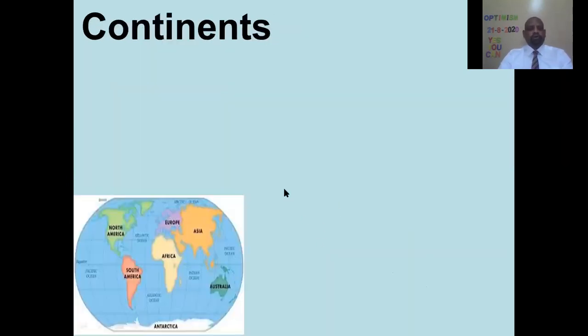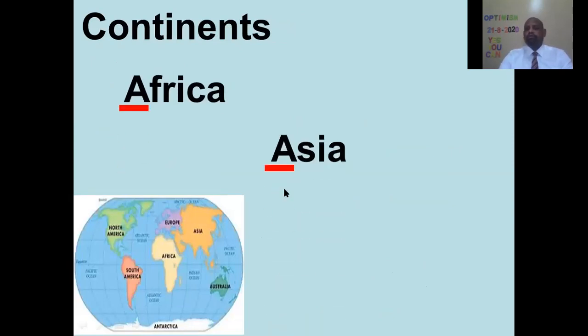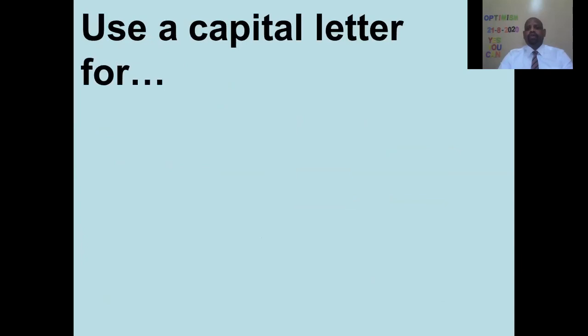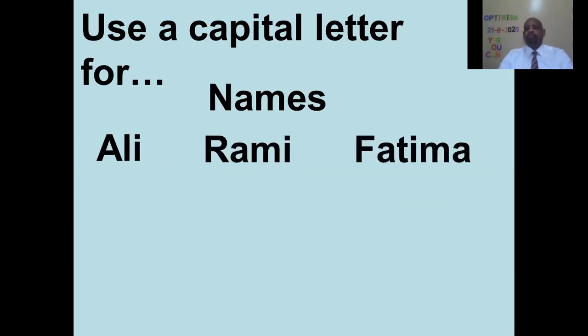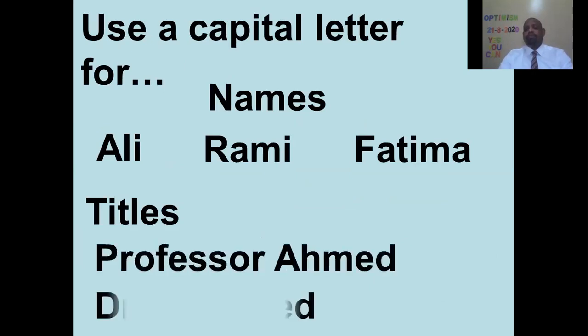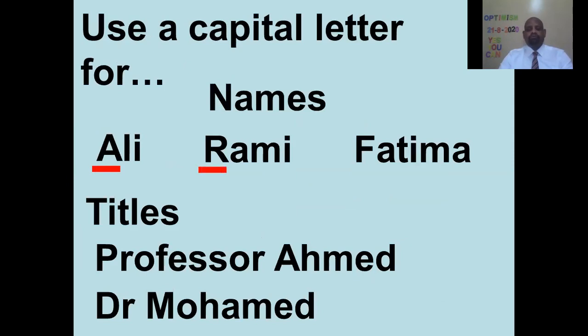That's good. Continents, like Africa, Asia, Europe, the first letter is capitalized. Use a capital letter for people's names, like Ali, Rami, Fatima, with people's titles, like Professor Ahmed or Dr. Muhammad. As you see, the first letters are capitalized with people's names and their titles.